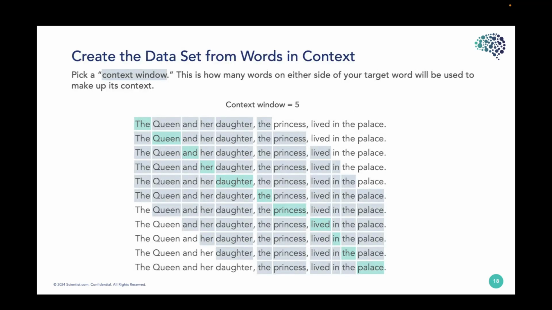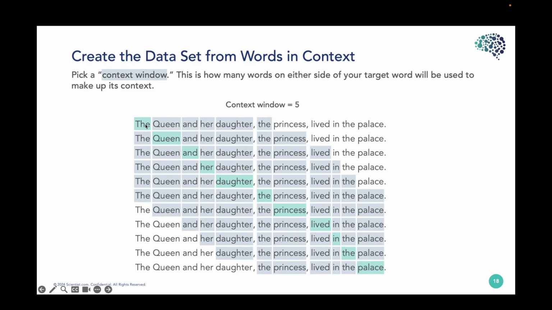How do we create the context? This is a little bit of a naive way of doing it. There are other ways of picking words in context. But let's just pick on this sentence here. The queen and her daughter, the princess, lived in the palace. I'm going to use a context window of size 5. What that means is, for every word in this sentence, I'm going to treat each word as a target word. For each target word, I'm going to look forward 5 places and backward 5 places.